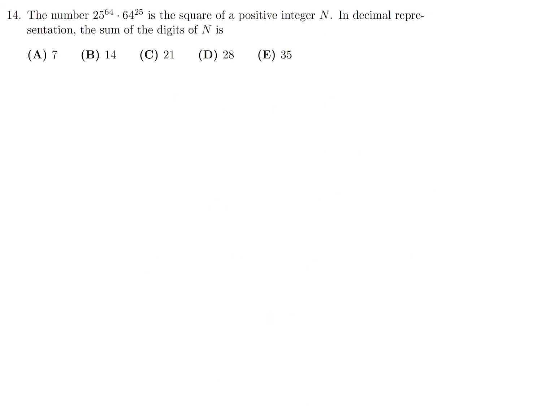The number 25 to the power of 64 times 64 to the power of 25 is the square of a positive integer n. In decimal representation, the sum of the digits of n is. So 25 to the power of 64 times 64 to the power of 25 is the square of some integer. So we have to first figure out n, and then we have to add up all the digits of n.